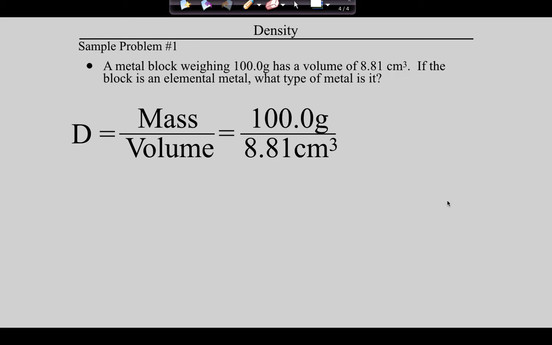We wrote down an equation. We plugged in our numbers with units. Now, guys, at this point, you need to do the math. So you've got 100 divided by 8.81. Grab your calculators. I'll grab mine. And guys, I get 11.35074.